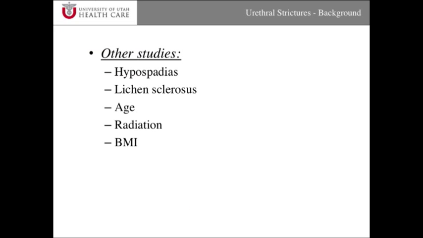In other papers, the factors that predicted a worse outcome were a history of hypospadias repair, and then this interesting skin condition called lichen sclerosis, which is just an inflammation of the urethral mucosa that's very hard to treat. Older patients had a worse outcome. Radiation also had a worse outcome, and that's because the radiation really damages the surrounding tissue. And then patients that were overweight also had a little bit of a worse outcome compared to thinner patients.